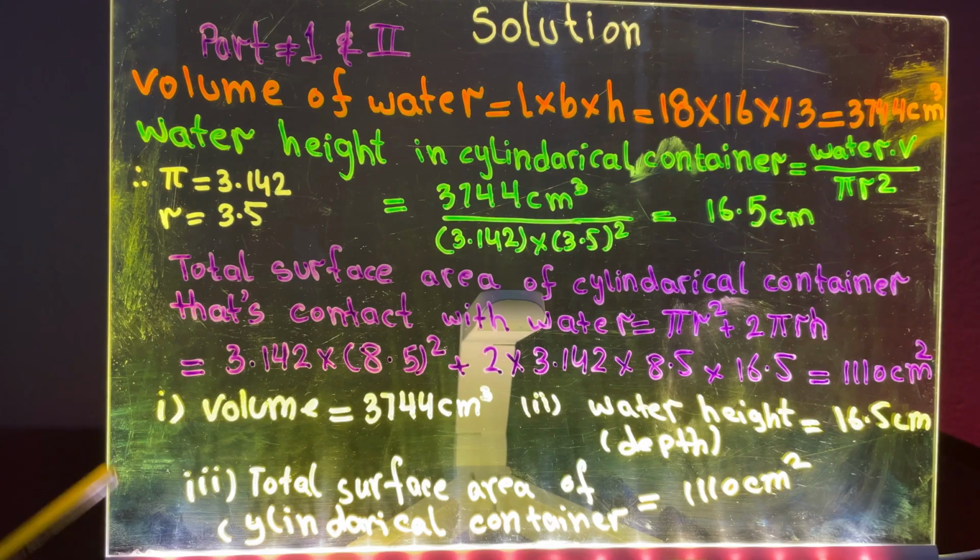At the last, I will write down the answers of all three parts. The first one is volume. The volume we get in the start is 3744 centimeter cube. And in the second part, water height, it means the depth of the water, is 16.5 centimeter. At the last, the total surface area of the cylindrical container is 1110 centimeter square.